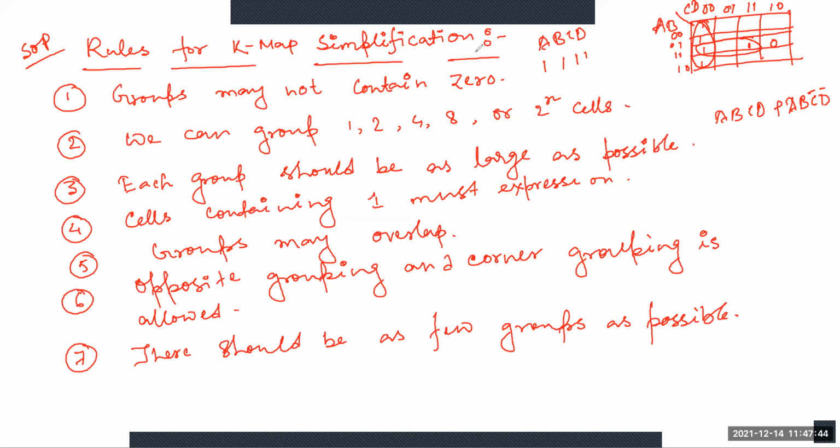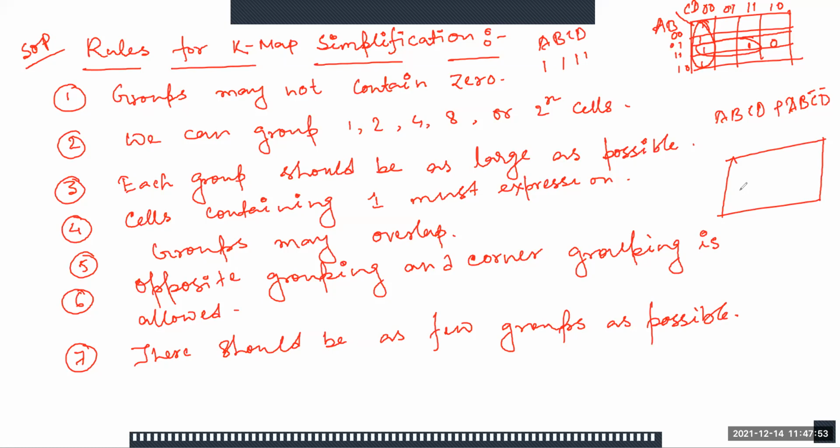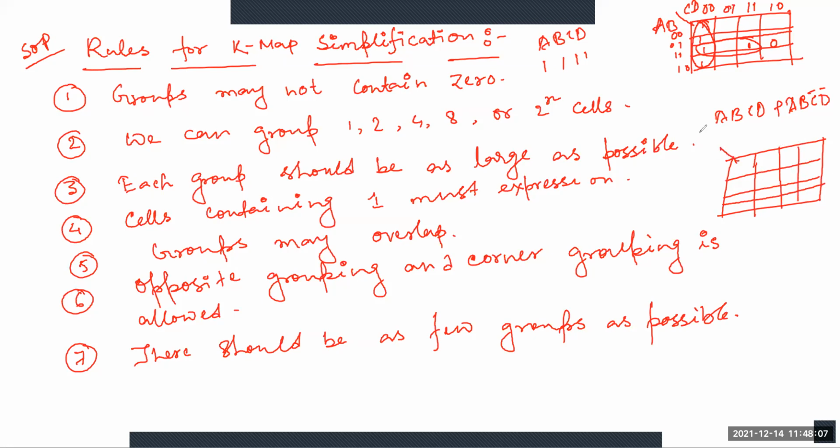सर एक एग्जांपल और करके बताइए सर, तो और क्लियर हो जाएगा। This is AB and this is CD, and this is 4 variables. So this is 0 0, 0 1, 1 1, 1 0, and this is 0 0, 0 1, 1 1 and 1 0. Okay.